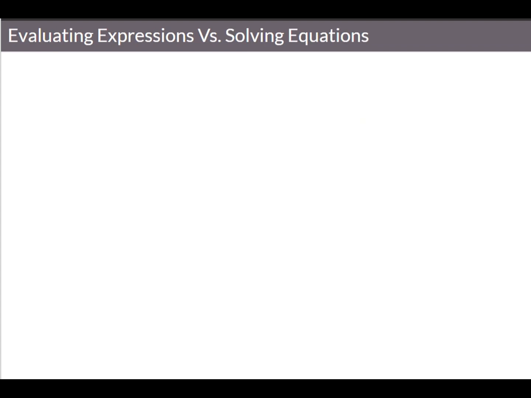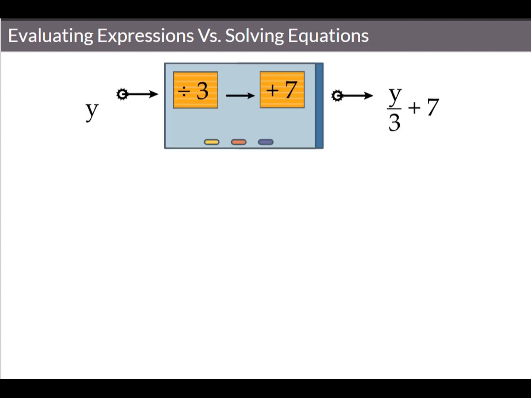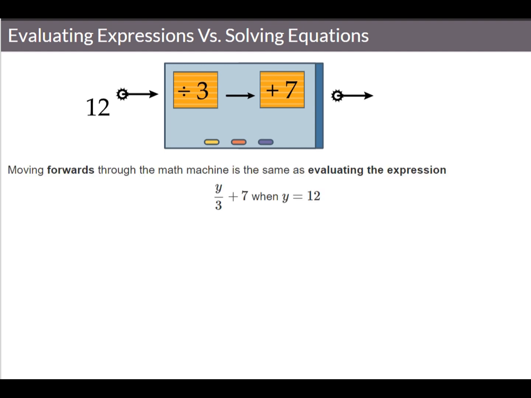Let's now take a moment to compare the forwards and backwards movement through the math machine. The following math machine shows how to evaluate the expression y divided by 3 plus 7 for any input y. If we are told that the input is 12, then we would work forwards through the math machine. We saw that moving forwards through the math machine is the same process as evaluating the expression y divided by 3 plus 7 when y equals 12.